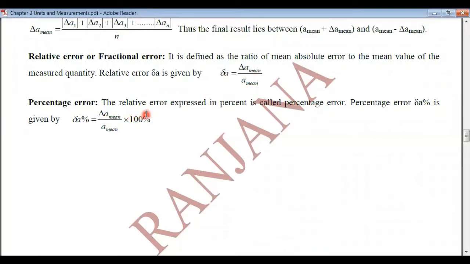Whereas the percentage error, this relative error, when it is expressed in percentage, is called the percentage error. So percentage error is delta A mean upon A mean into 100. We get it in percentage because when we find it in percentage, we multiply by 100. So the percentage error is the relative error expressed in percentage, and the relative error is delta A mean upon A mean.